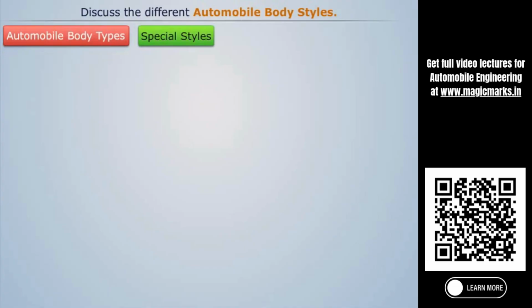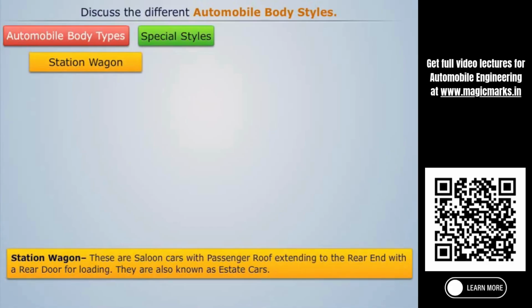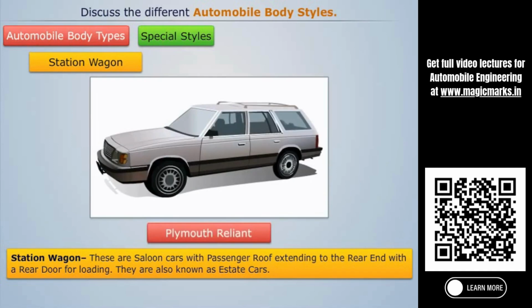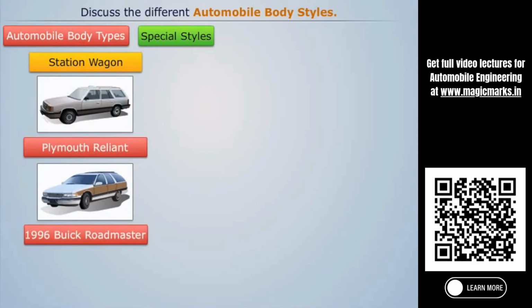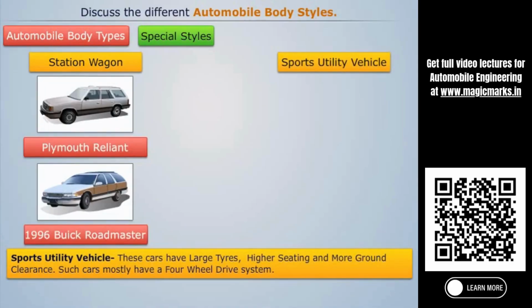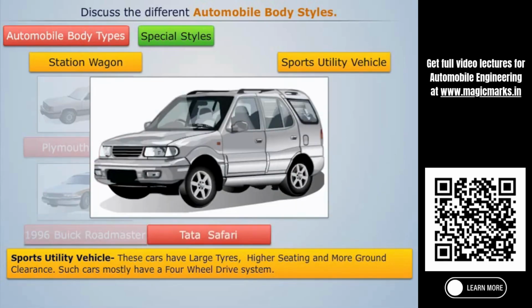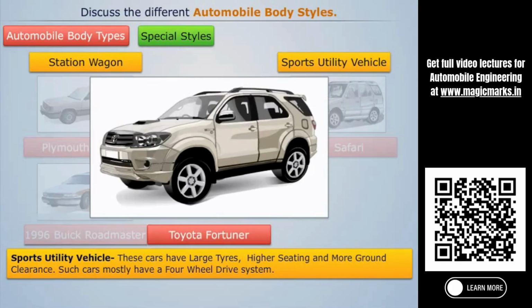Special styles. Other than closed and open cars, there are mainly 2 special styles of cars. Station wagon. These are saloon cars with passenger roof extending to the rear end with a rear door for loading. They are also known as estate cars. For example, Plymouth Reliant, 1996 Buick Roadmaster, etc. Sports utility vehicle. These cars have large tires, higher seating, and more ground clearance. Such cars mostly have a 4-wheel drive system. For example, Tata Safari, Toyota Fortuner, etc.